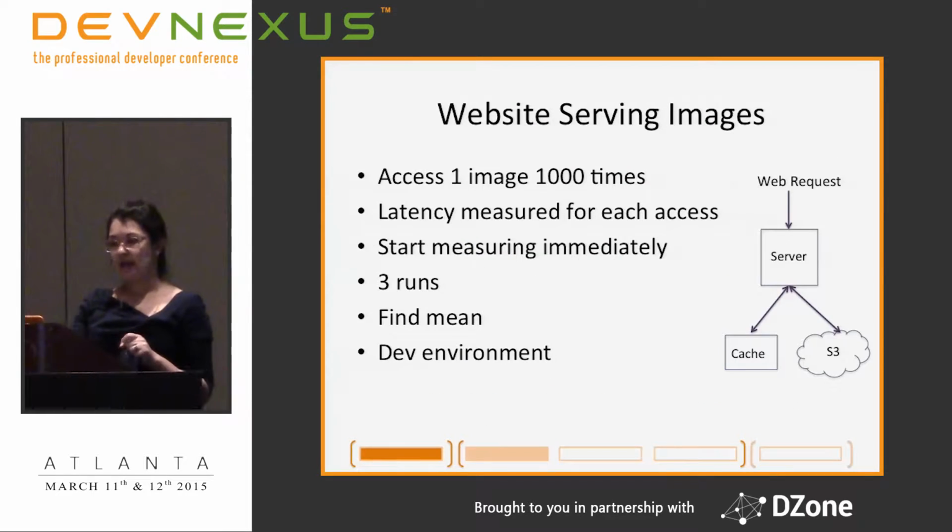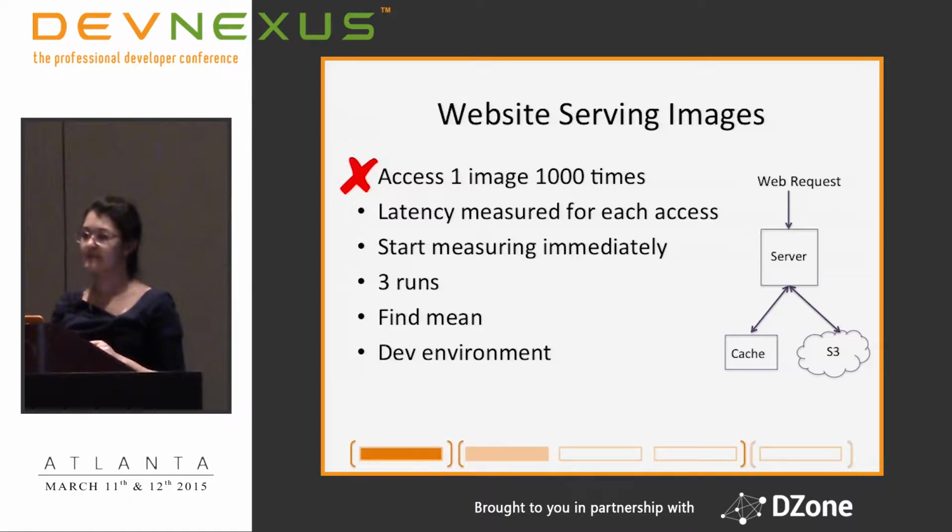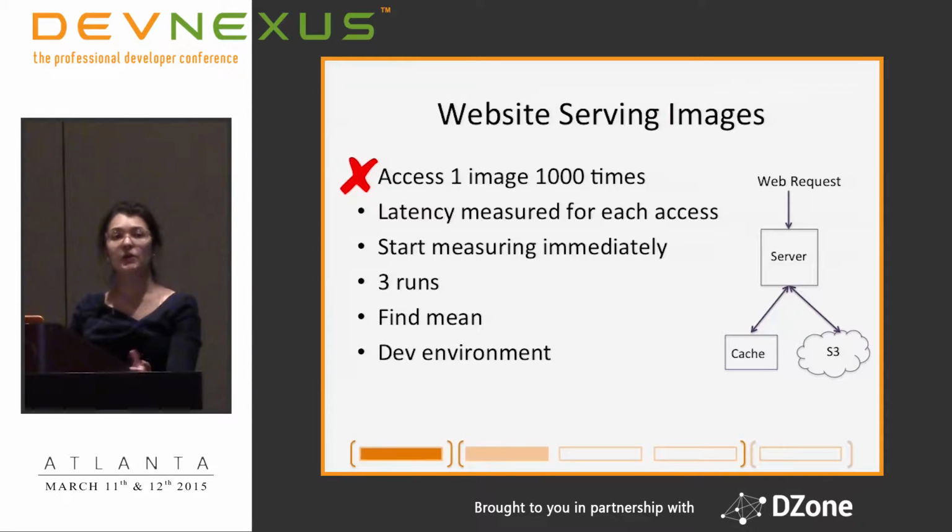So in this case, accessing one image 1,000 times is simply not enough. So what's a better way to go about this? Well, we need to know what the goal of the benchmark is. That depends on what we want to know.